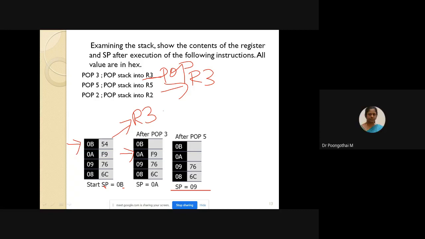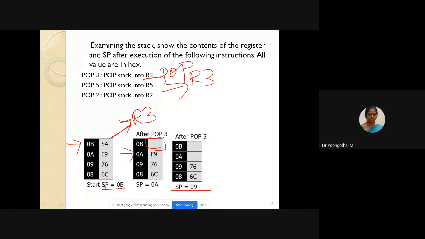First, it will read the data from the top of the stack. Now it's pointing 0B, so 0B holds 54. That value is popped into R3, okay? Popped means just copying, for better understanding. So here this field is null, but according to your instruction execution, it will copy the value from memory to the register alone. So now your stack pointer holds 0A.